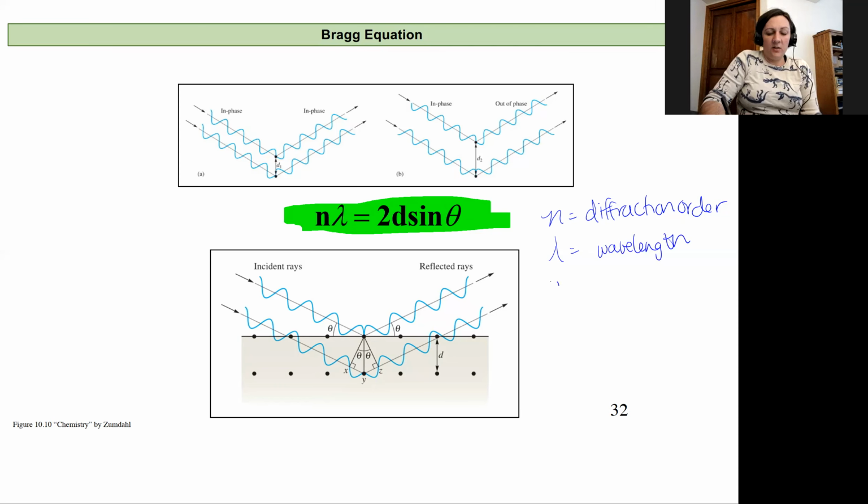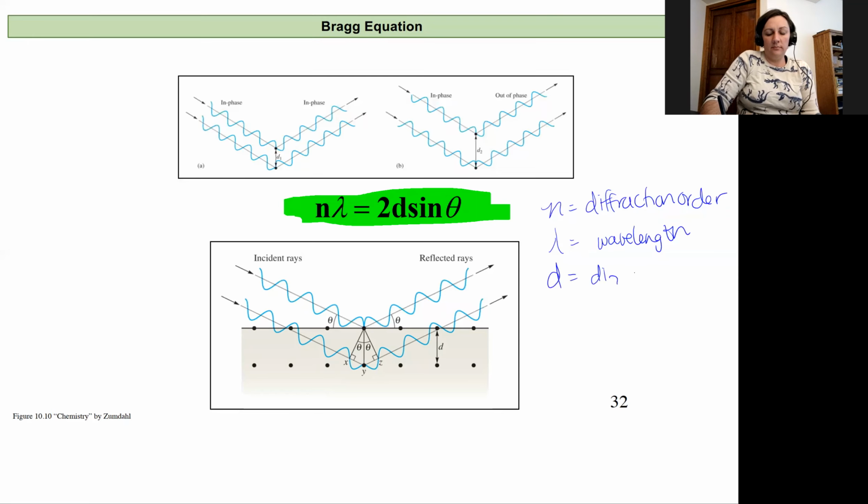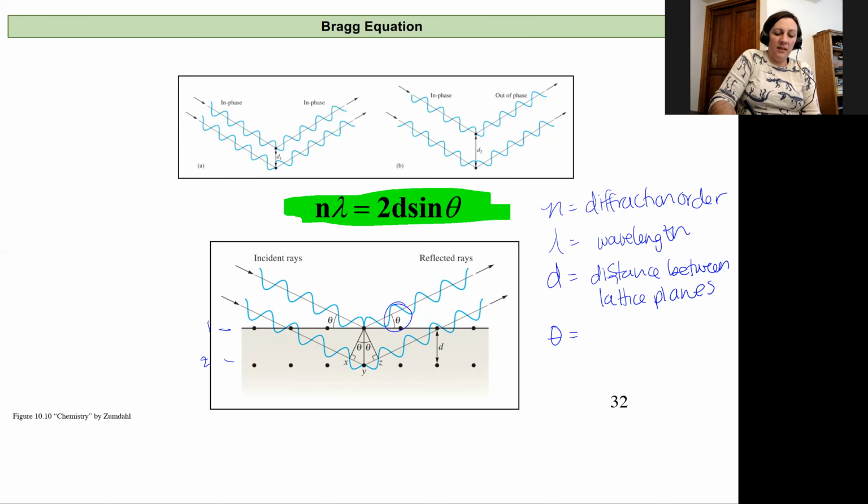Our d is going to be the distance between our lattice planes. Right now this image is showing 2 lattice planes. Here's 1 and here's 2. And then our angle is going to be theta. This is theta, theta. That's right here. So that angle coming in is the same angle coming out, that our X-rays are approaching the surface of the crystalline structure.